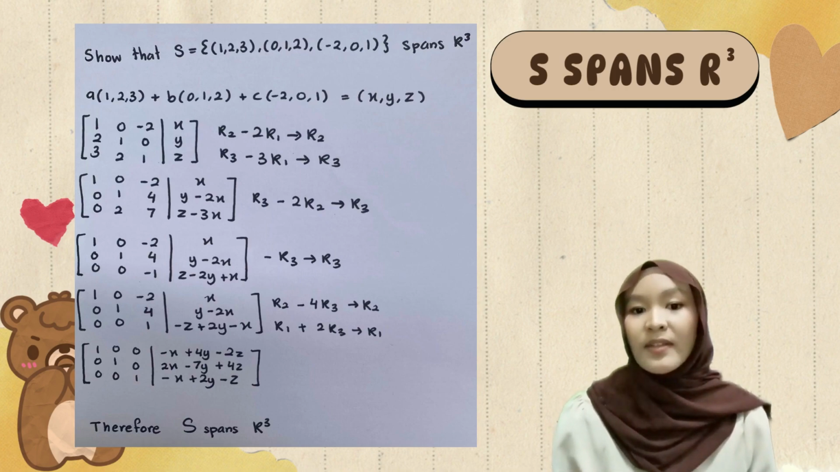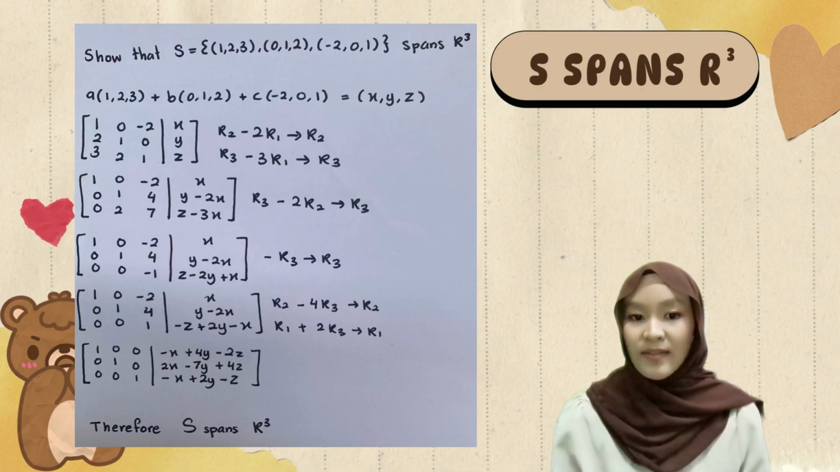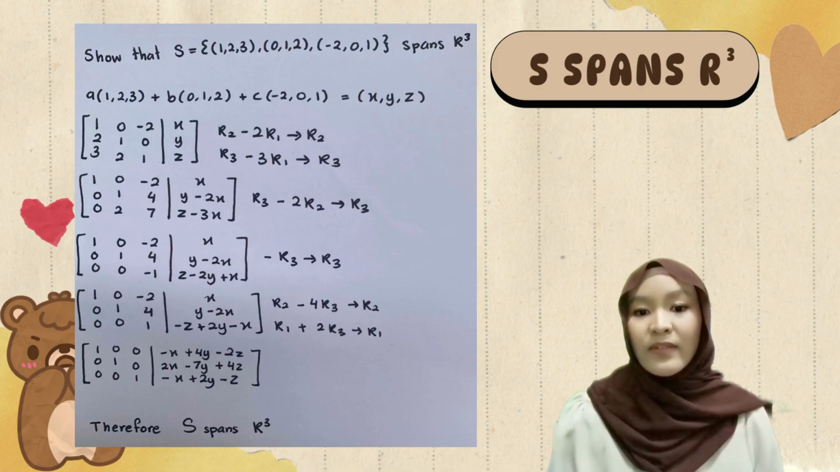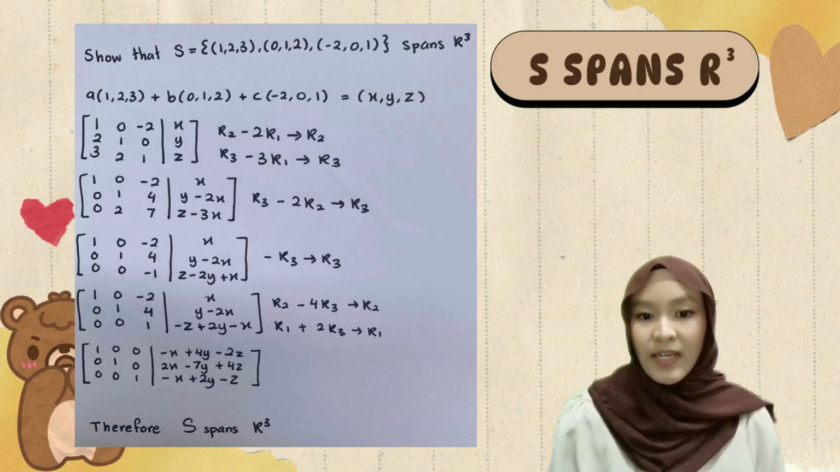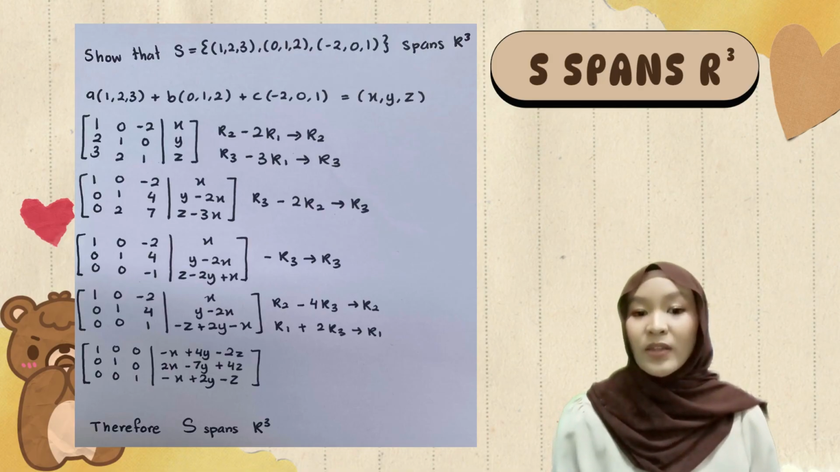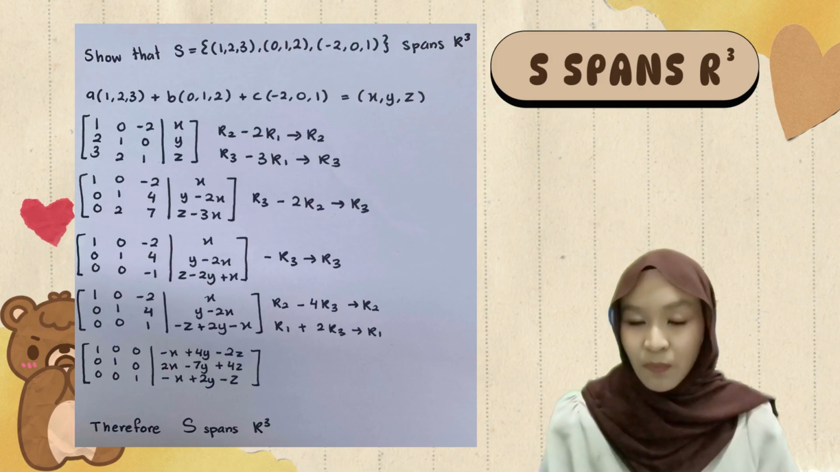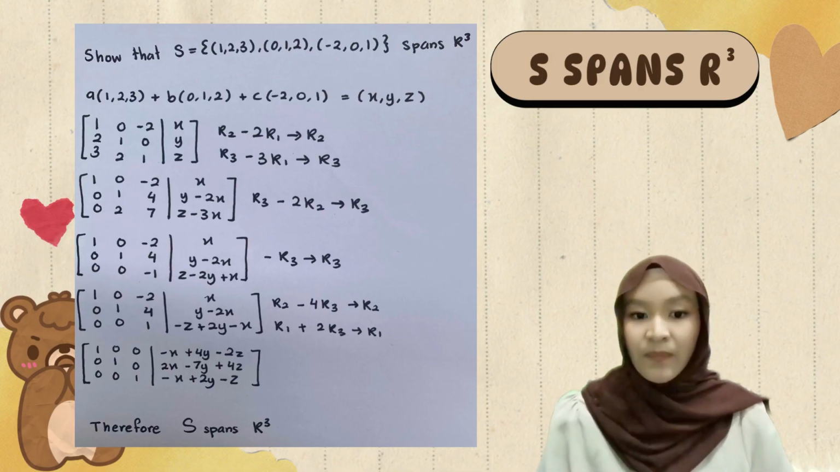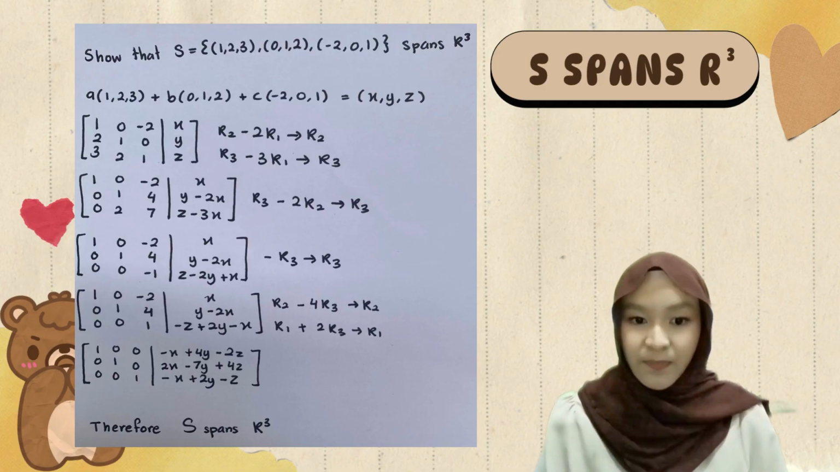Since the vector space is R3, let (x, y, z) be an arbitrary vector. Then, we express the vector as a linear combination. Assume A times the vector (1, 2, 3) plus B times the vector (0, 1, 2) plus C times the vector (-2, 0, 1) equals the vector (x, y, z).